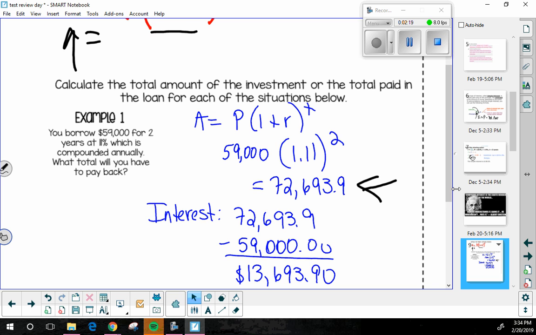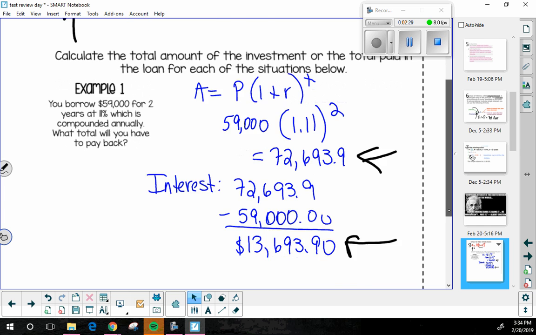If you are looking just for the interest, you have to go back and subtract out the principal from the total amount to give you the interest. All right.